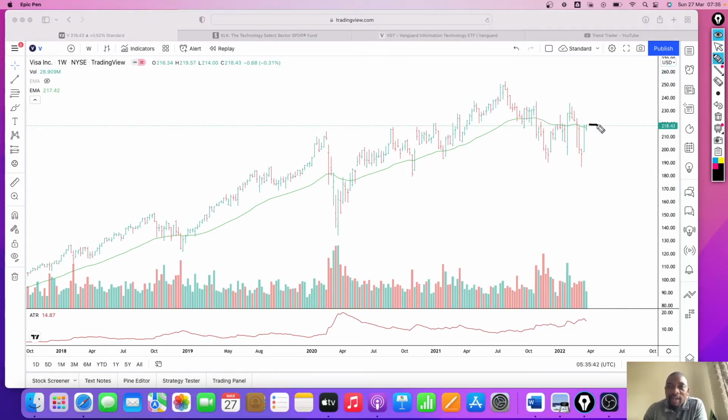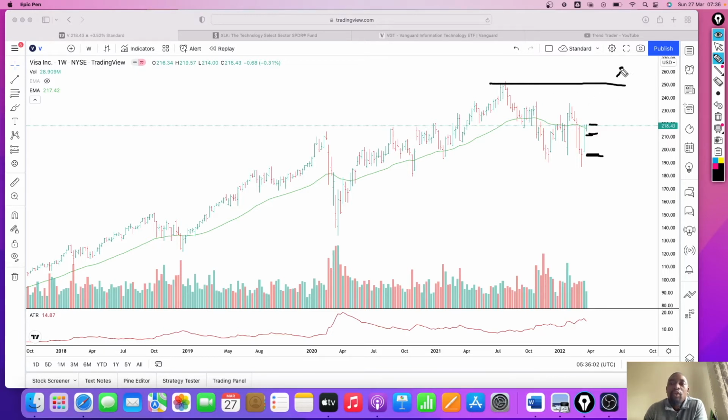We can buy at the current level and either set the stop just below the last week's candle, around 210, or if you want to give it a bit of room to breathe, you can set a stop loss behind the recent weekly low of about 190. And then obviously the short-term target will be somewhere around 250.